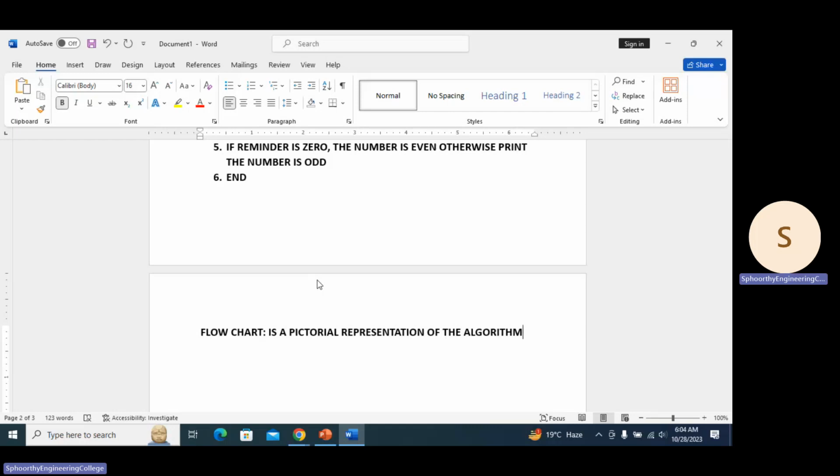So it is very, very simple. What is a flowchart? A flowchart is nothing but a pictorial, graphical representation of the algorithm, right? So whatever algorithm we have written using English in the form of steps, if I can convert it into a diagram or a graphical or pictorial representation, then it is called a flowchart.